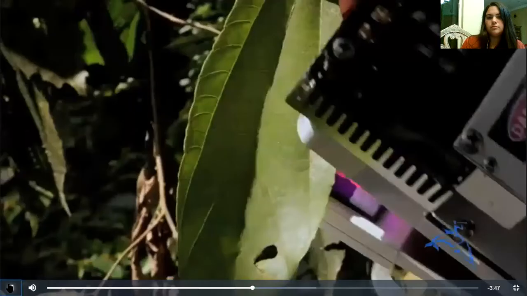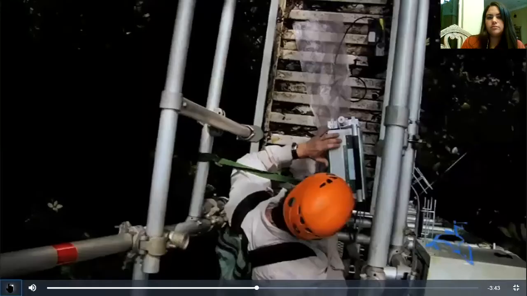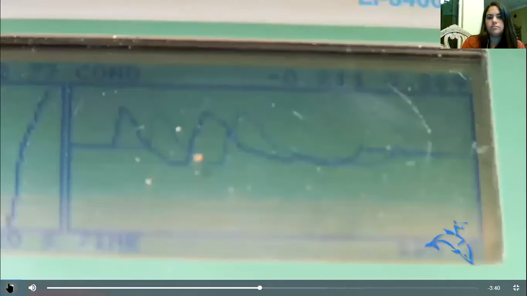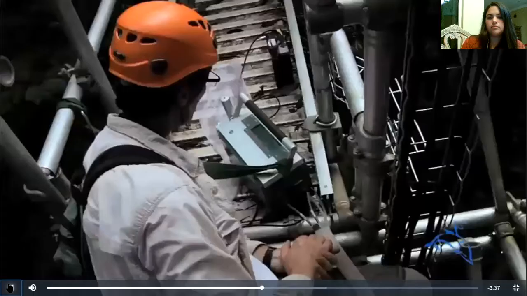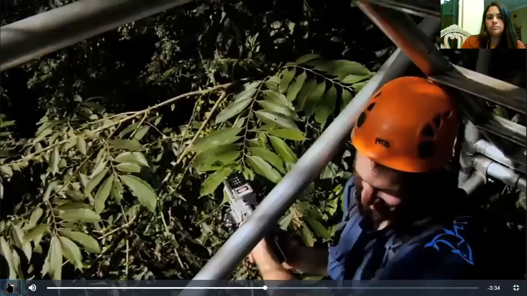We're going to clamp this gadget onto different leaves, and it's going to measure how much each leaf is photosynthesizing by measuring the carbon dioxide concentration. And the rate it's saying is 7.53 for that leaf.